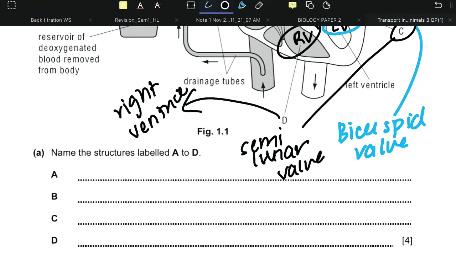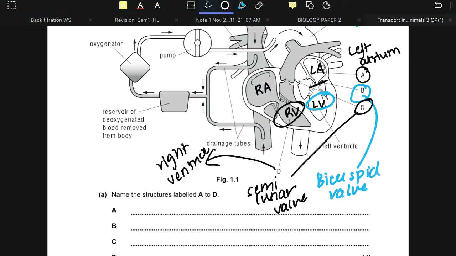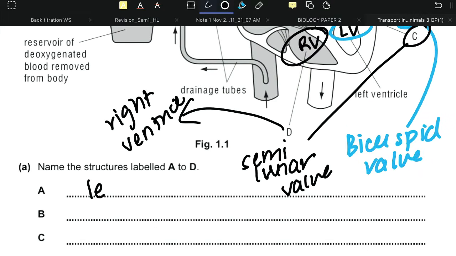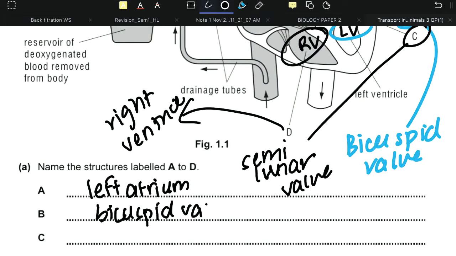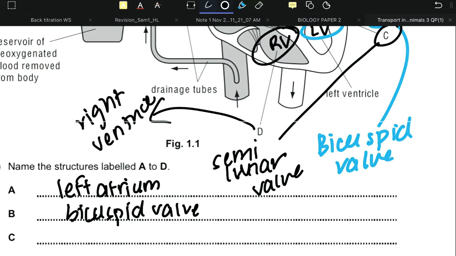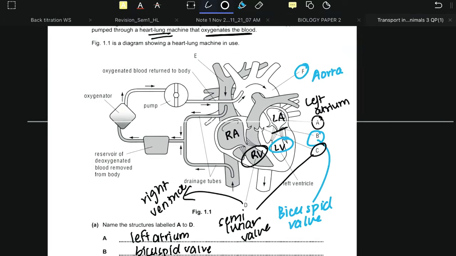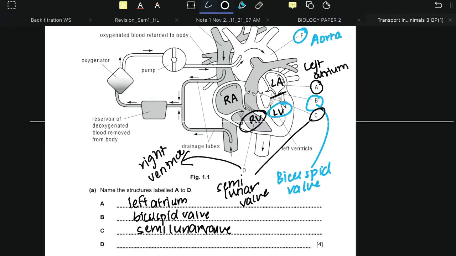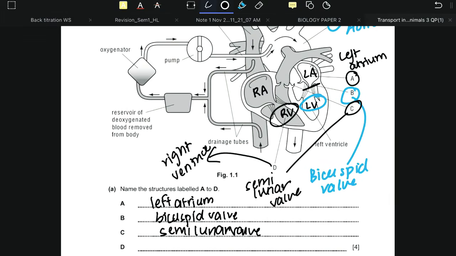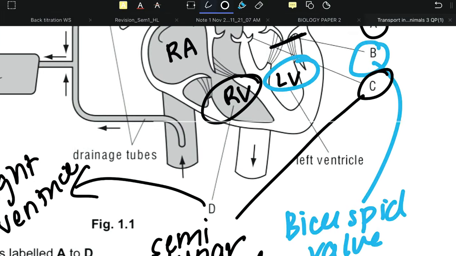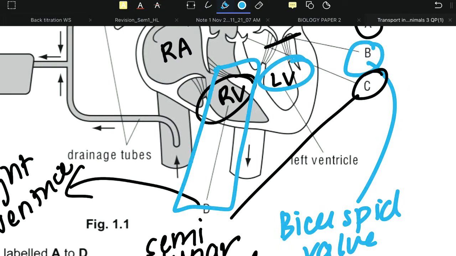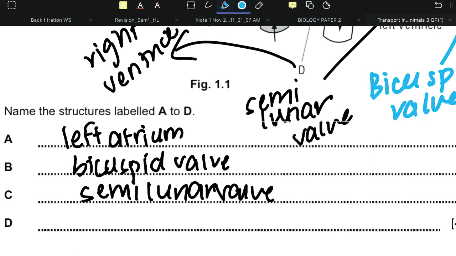All right, so let us now label the structures again. We have A, which is the left atrium. B is the bicuspid valve. C is the semilunar valve, right? We labeled that already. And D, oh no, D was the right ventricle, right. So D was the right ventricle, which we have labeled over here, all right.